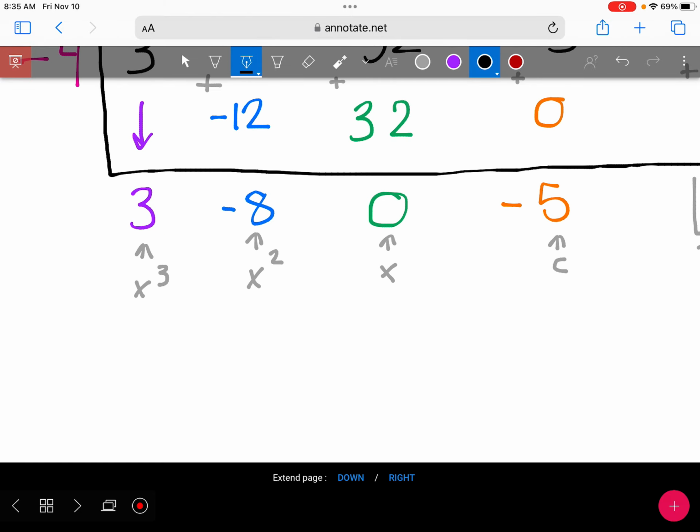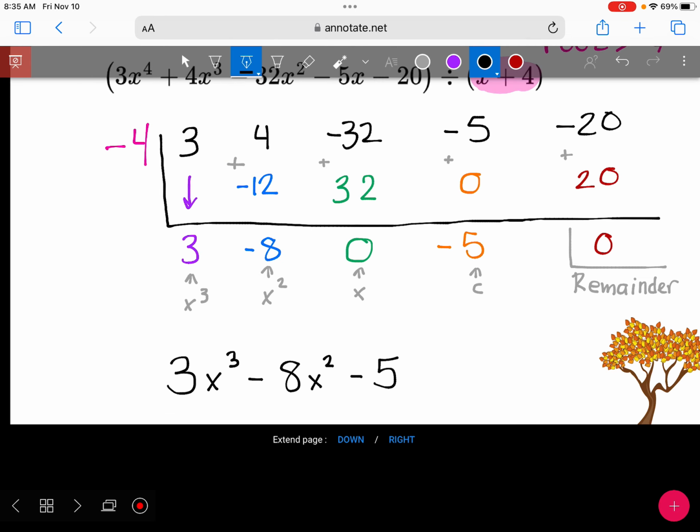Because our solution is 3x cubed minus 8x squared plus 0 x's, which we don't have to write. You can if you want to, but you don't have to, minus 5. So much faster than long division. So much faster.